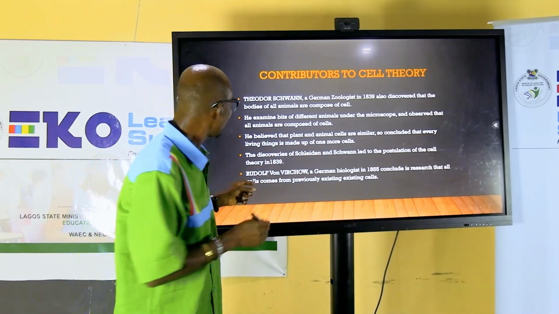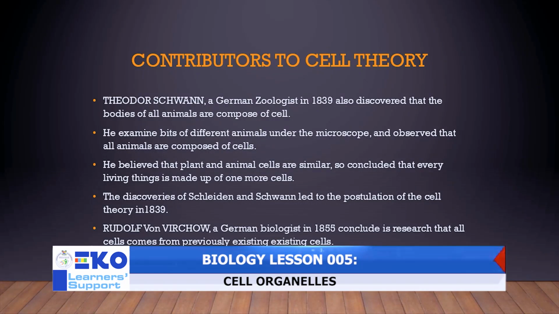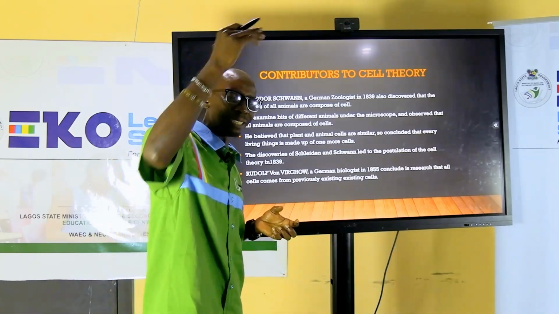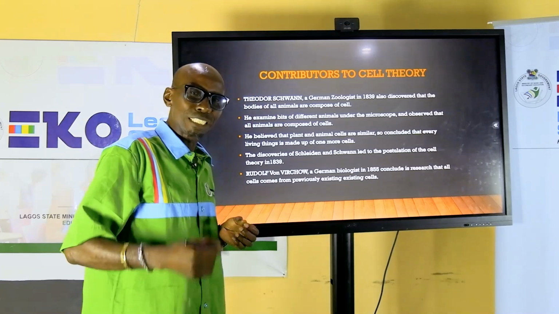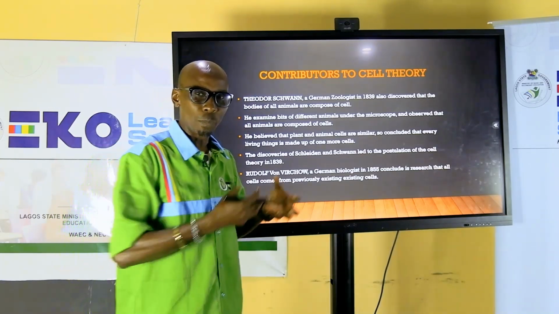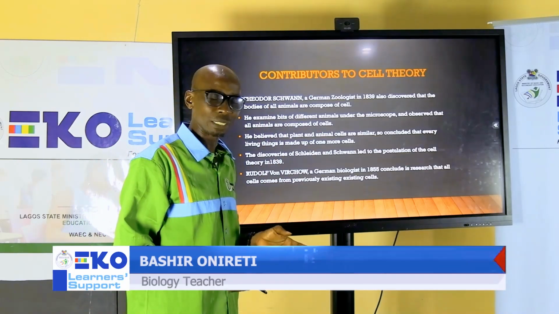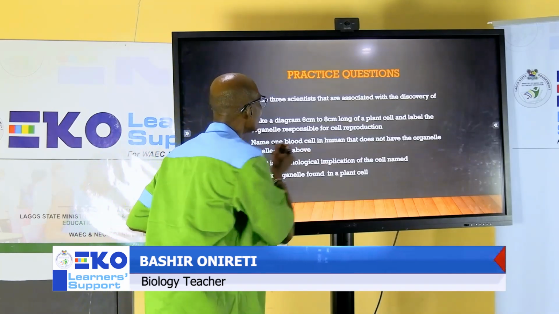The next person is Rudolf Virchow. In his own theory, he said new organisms evolve from pre-existing ones. That means for a new organism to grow, it is the old one that gives rise to the new organism, like we come from our parents, and our parents come from our grandparents. That is, new cells come from pre-existing cells.